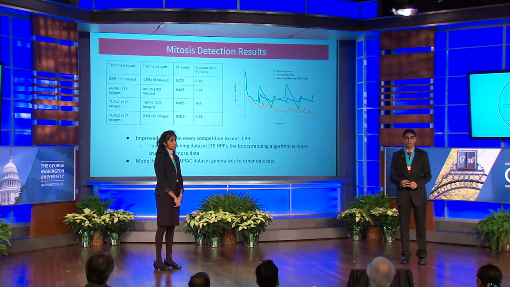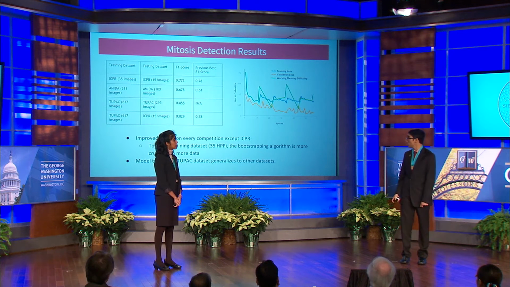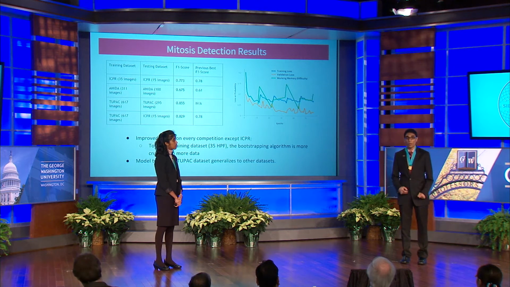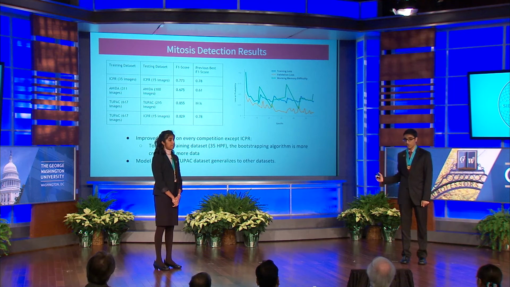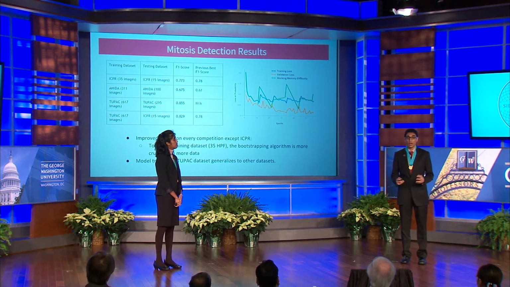We evaluated our method on 3 different competitions, and we had improved results. The only exception was the ICPR competition, in which the low amount of data made it difficult for the bootstrapping algorithm to learn effectively. We also applied our trained 2-pack model to the ICPR dataset, and we had improved results, 0.829 F1 score.